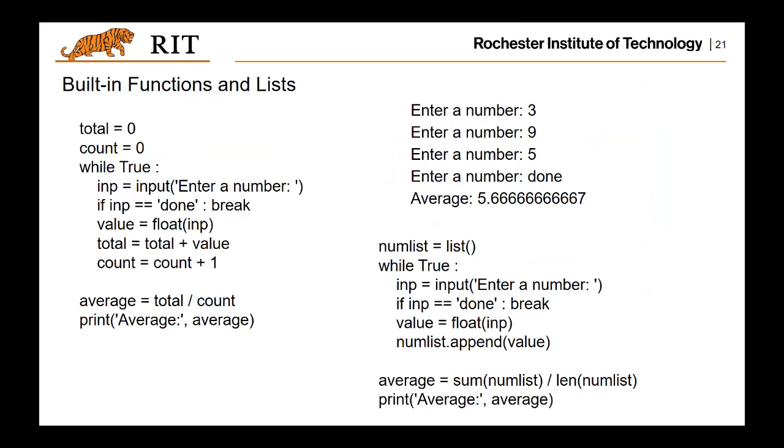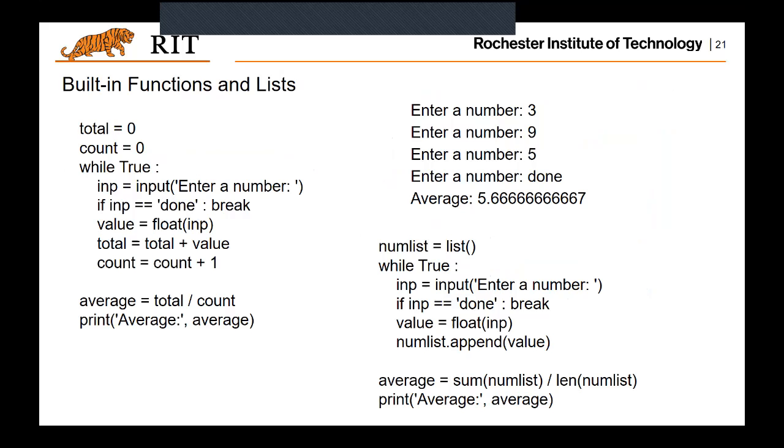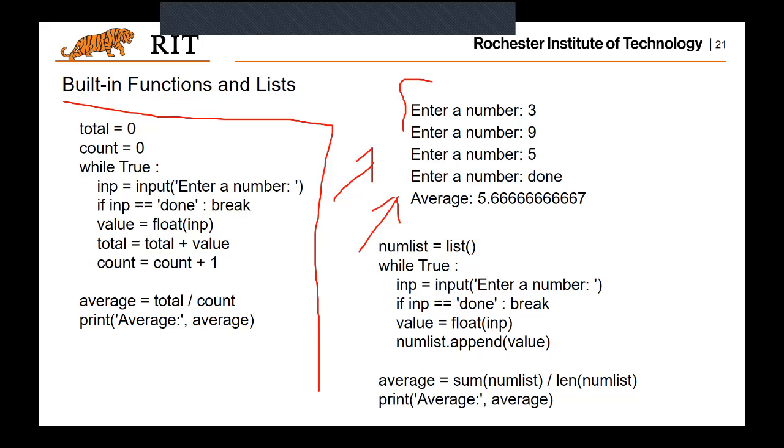So let's look at the example, right? There are two methods, but they have the same output, I'm sorry. If you input the same amount and same values of these numbers, it will give you the same average. So let's go through each of these methods one by one.